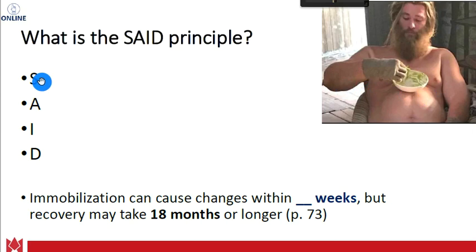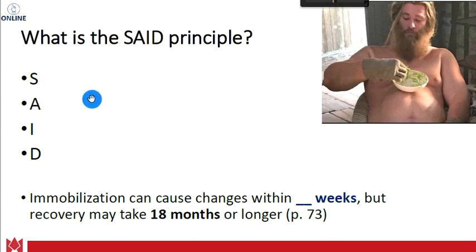So it's a specific adaptation to imposed demands. Some people say if you don't move it, you lose it, but that's just a layman's term of this principle. It's very similar to Wolff's Law, although Wolff's Law is related specifically to bone tissue. The SAID principle applies to multiple things. It could even apply to nervous system tissue. Specific adaptation to imposed demand.